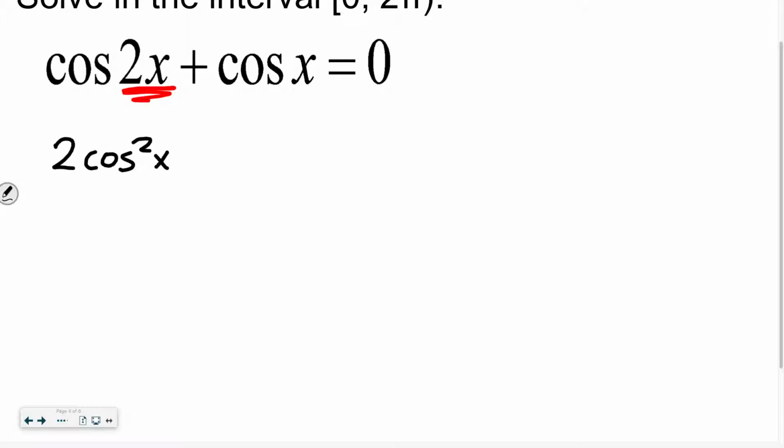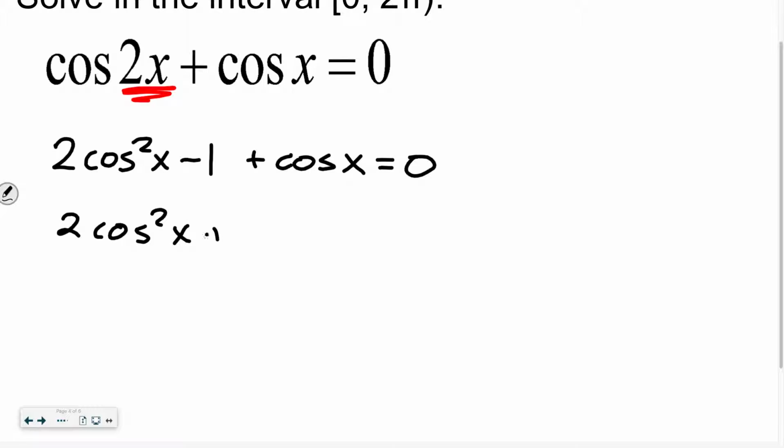2 cosine squared x minus 1. I'm substituting it in right there. I don't really need a set of parentheses because it's not being multiplied by anything, so I don't have to worry about distribution there. And then plus cosine x equals 0. I can solve an equation that has a cosine squared and a cosine in it. What am I going to have to do? Factor. So I'm going to rearrange this so it looks like a trinomial. I'm going to put my middle term cosine x in there.